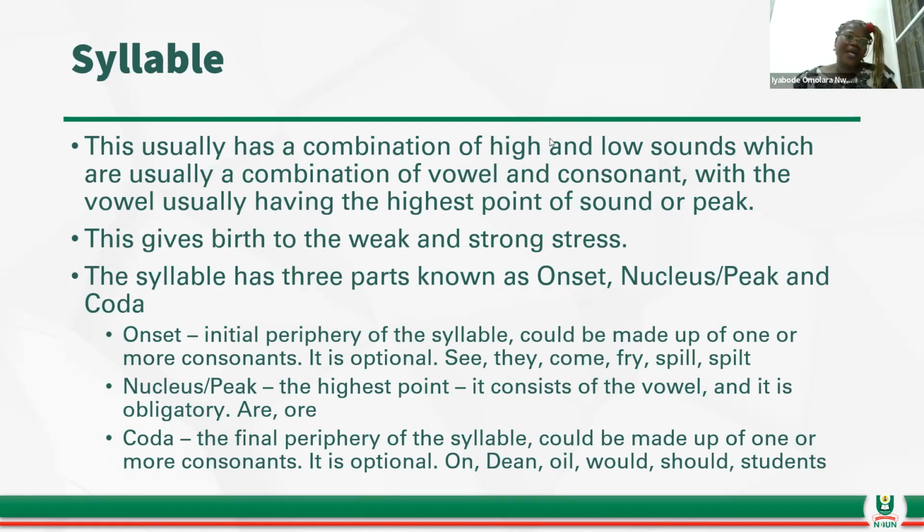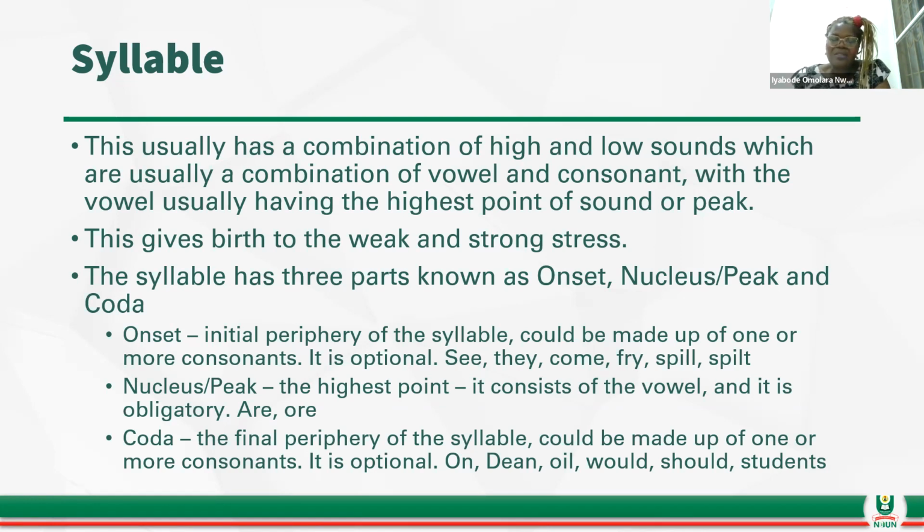Okay, so now let's start with the syllable. So we are looking at suprasegmental features and optimality theory now. Now, usually, what is the syllable? That's the question we have here. A syllable is a combination of high and low sounds, which are usually a combination of vowels and consonants. So you have the vowel having the highest point of sound because of its sonority. So it tends to give its loudness. And for this now, we have what we call the weak and strong stress.